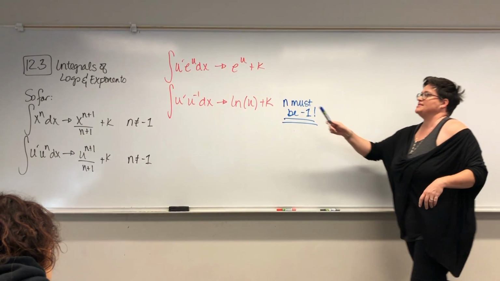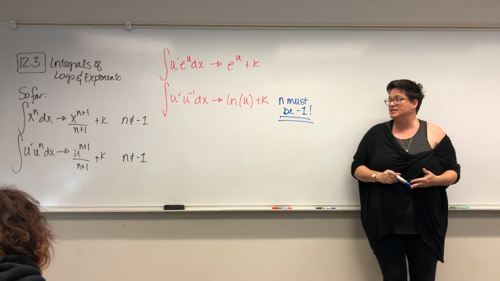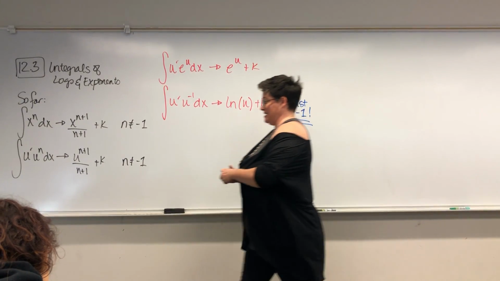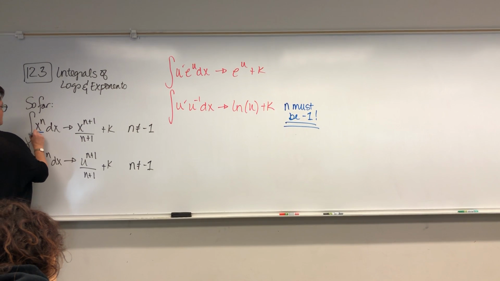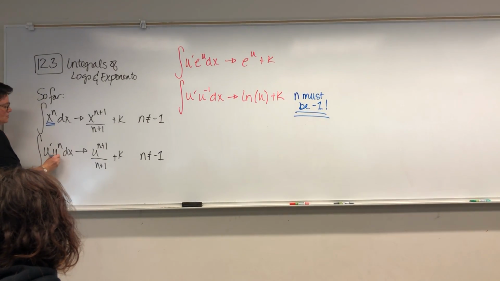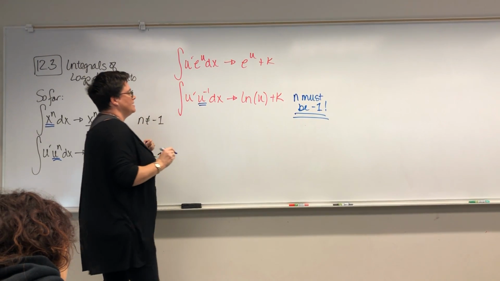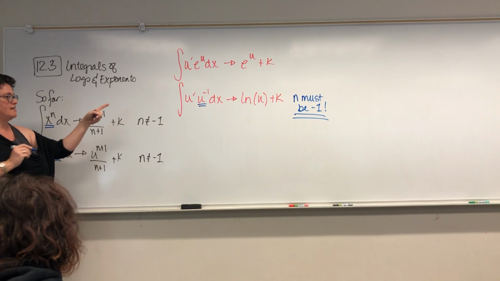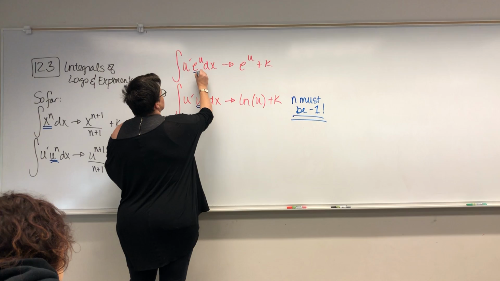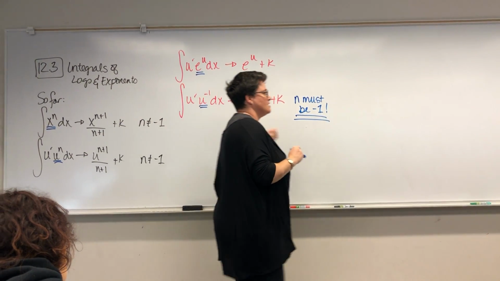Unless you have some e to the u. Remember, there are no restrictions on the e. So process of elimination lets you know which one you're looking at. It's all about the base, guys. If your base is x, it's integral number 1. If your base is u, it's either gonna be integral number 2 or integral number 4, and you look at the exponent, the -1 decides which one it's gonna be. If the base is e, it's integral number 3. Sorry about that.